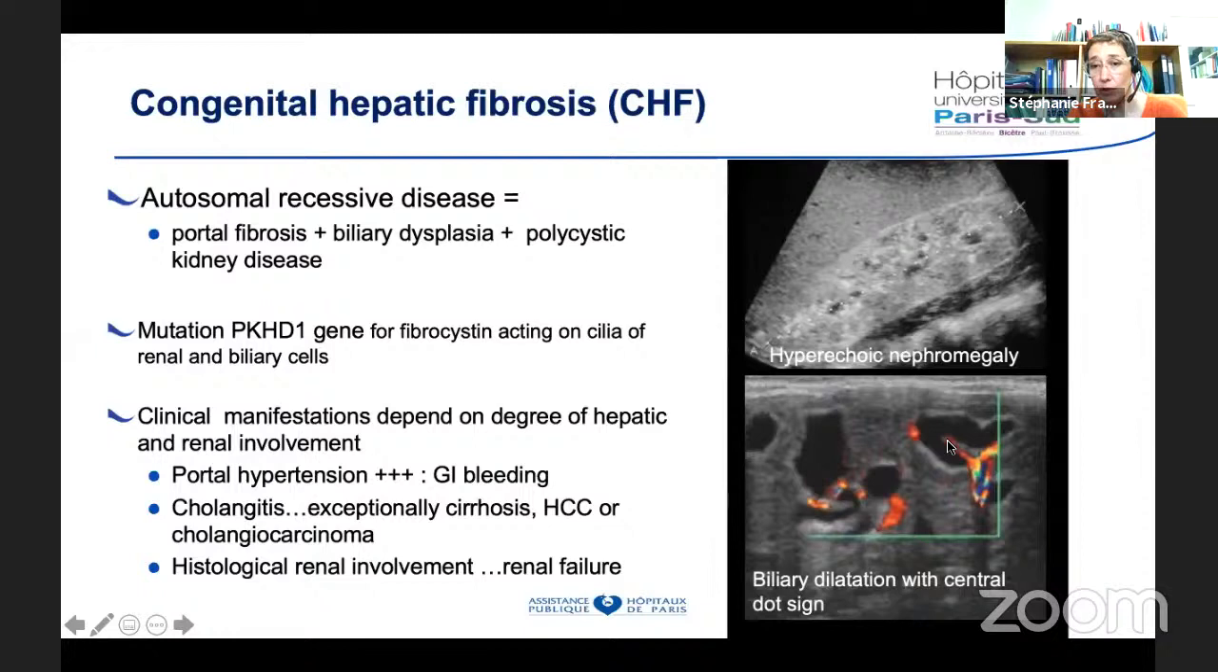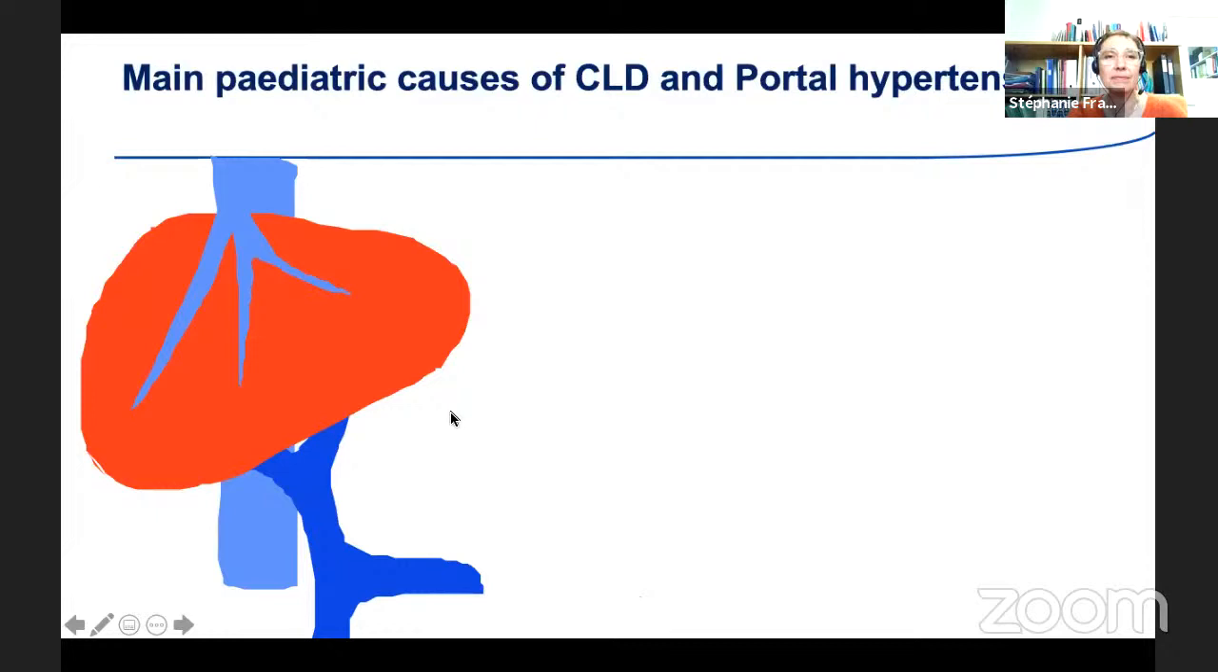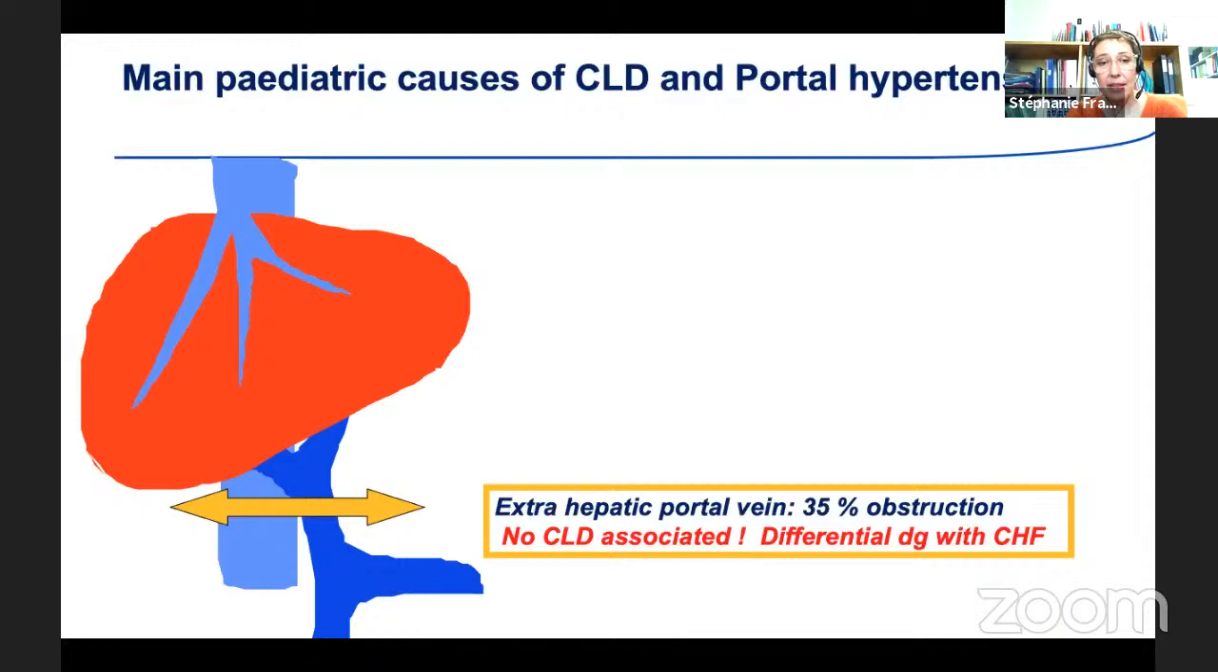The clinical manifestation depends on the degree of hepatic and renal involvement, and you may have very severe portal hypertension in children with GI bleeding. You may have infection, cirrhosis, and so on, and sometimes they have renal failure, but really the ultrasound can help to make the diagnosis. We will finish this chapter with the extrahepatic portal vein, that is, portal vein obstruction in about one-third of the cases.